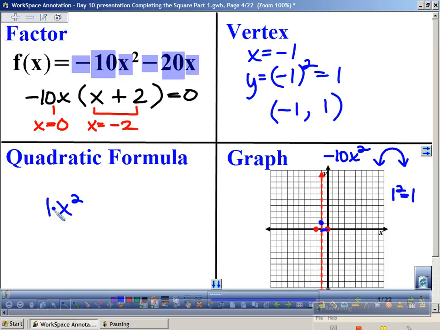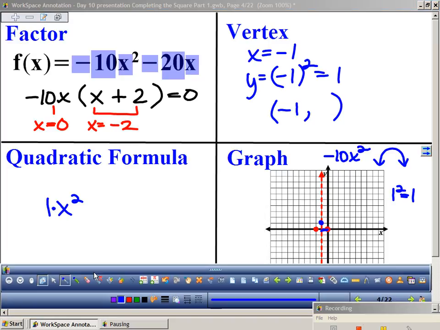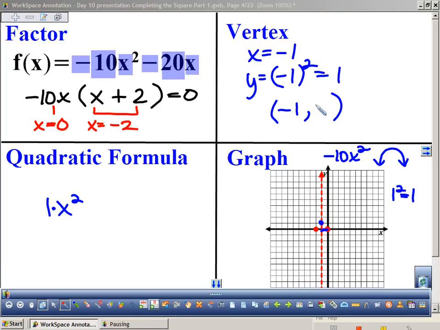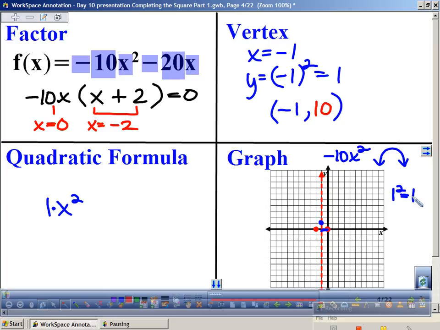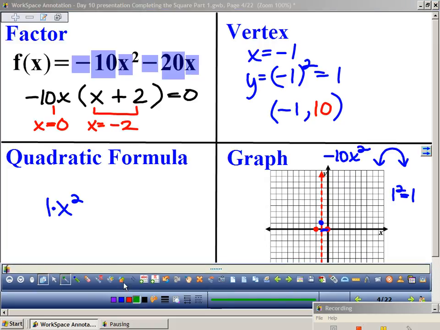So somebody tell me what the real vertex is. -1, 10. So do you guys see the relationship? I squared 1 and got 1. But what was I not considering? Times it by the coefficient. Exactly. Does that make sense? Okay, let me show you in a different sense, guys.